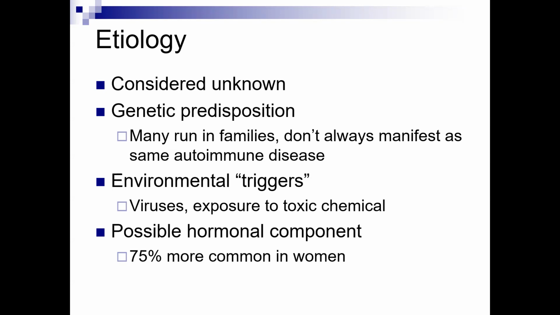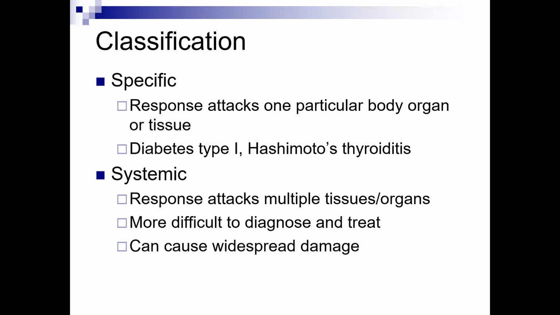There can be environmental triggers. Exposure to certain viruses or to a toxic chemical can then create this cascading of events. Possible hormonal component, because it is 75% more common in women. So classification, there's specific, so a specific organ or tissue. The response attacks just one particular body organ or tissue. So think diabetes type 1, Hashimoto's thyroiditis.